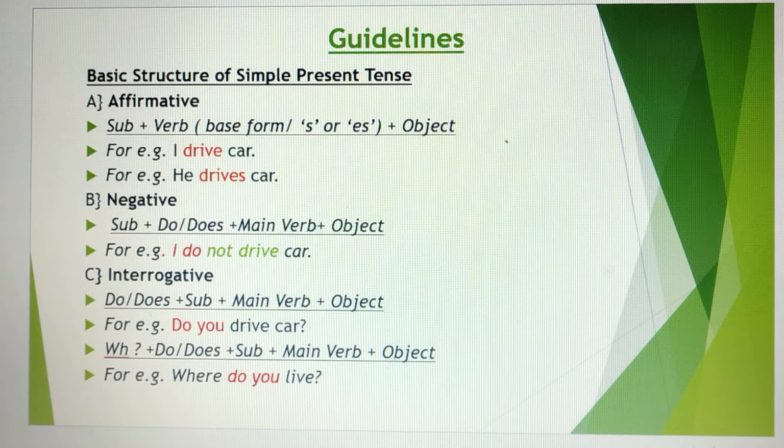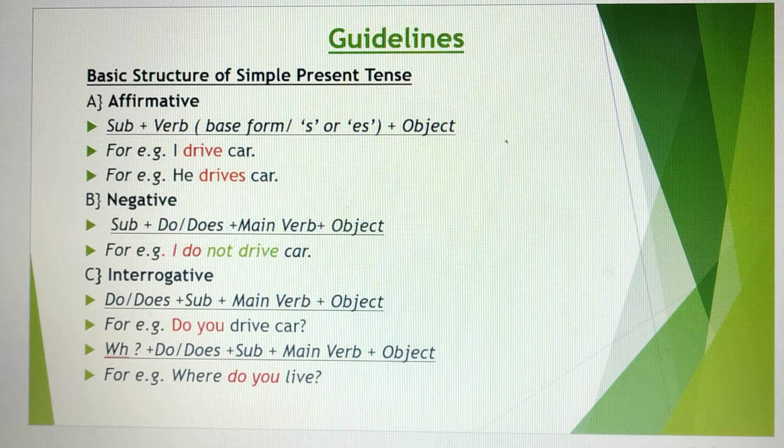Negative, we use do and does in simple present tense. In negative sentence, I do not drive car. In interrogative also we use do and does. Do you drive car or where do you live? Now just remember one thing, that with negative and interrogative we always use base form, that is without s or es. If we use I do not drives car, this is incorrect. I do not drive car, this is correct.